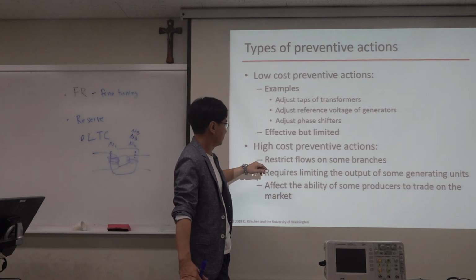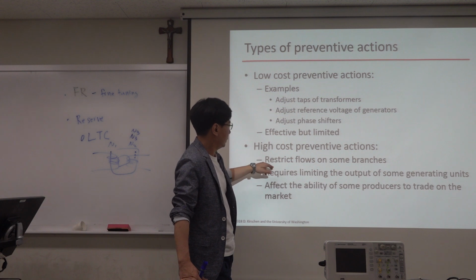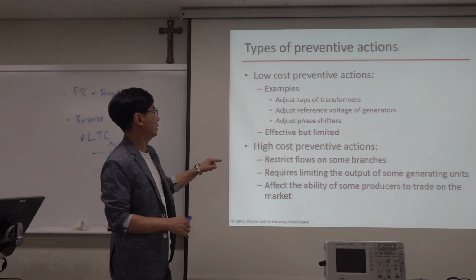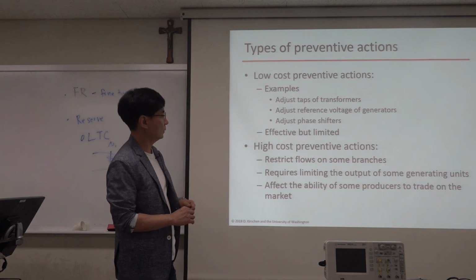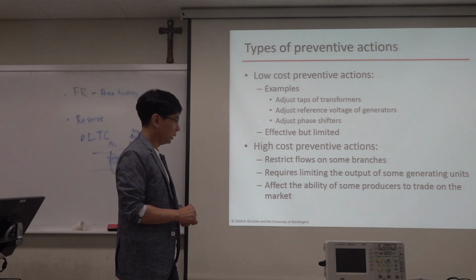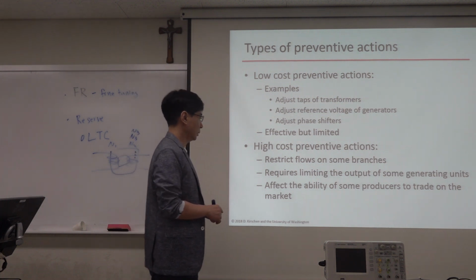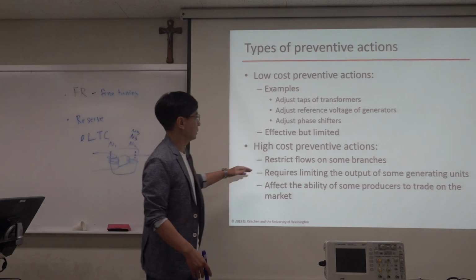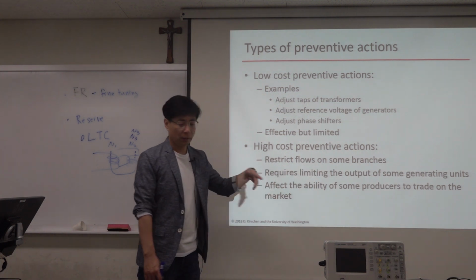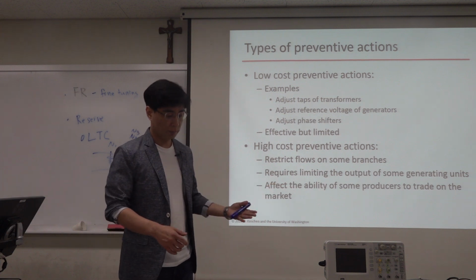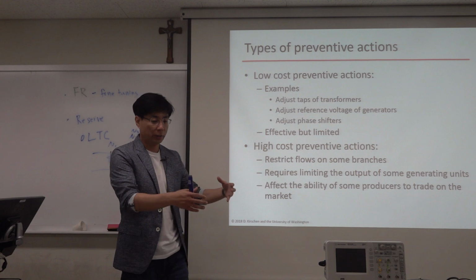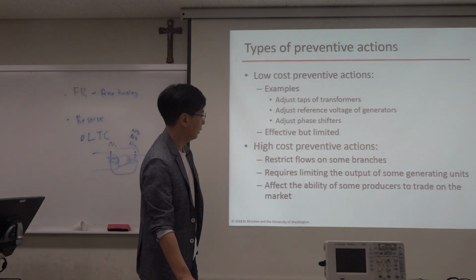And high cost preventive actions. Actions are to restrict flows on some branches and requires limiting the output of some generating units and affects the ability of some producers to trade on the market. Because we limit the output of some generators, then that is about money. When the output power is limited by the operator, then the generator cannot get enough money by trading.